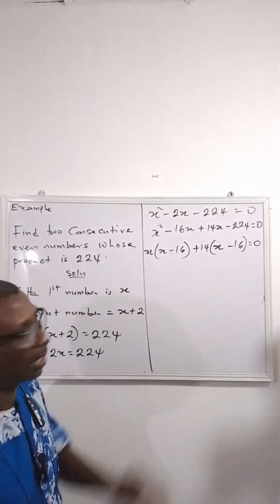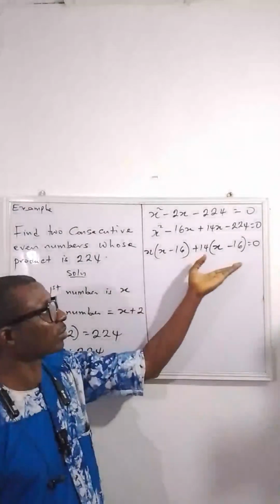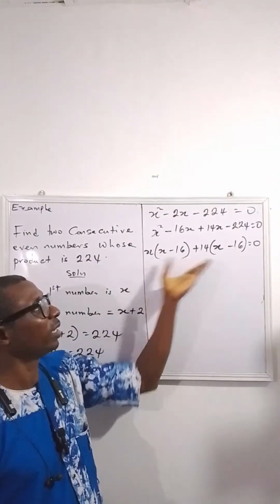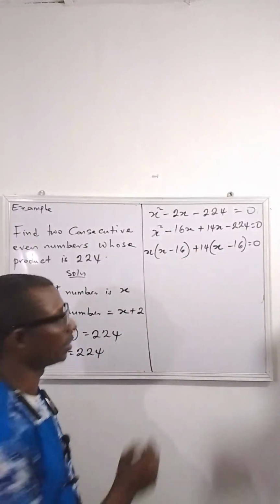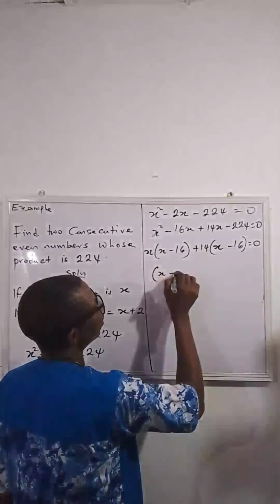Okay, so now let's look for the common terms. Now the common factor here is x minus 16. We have x minus 16.